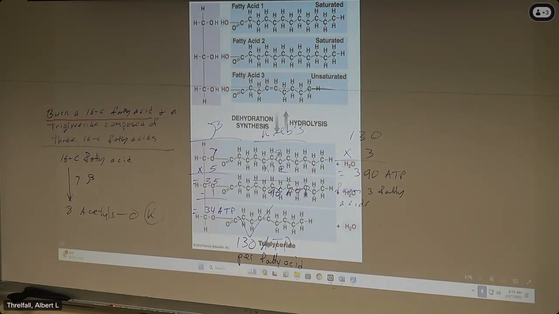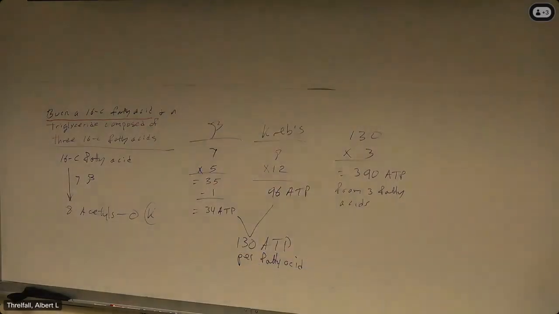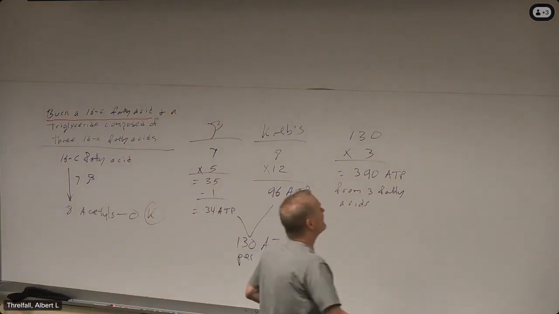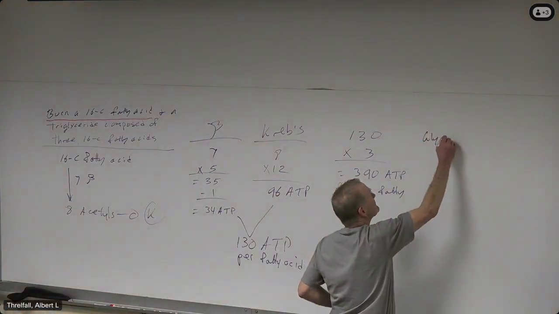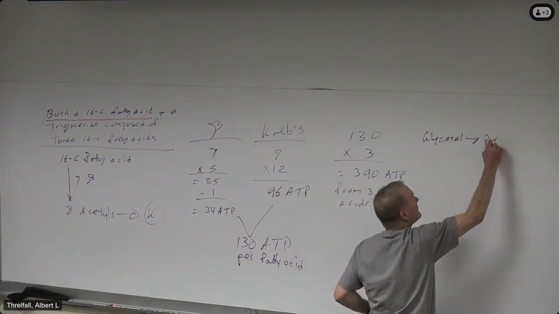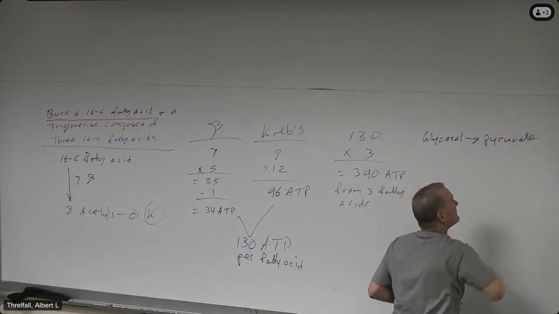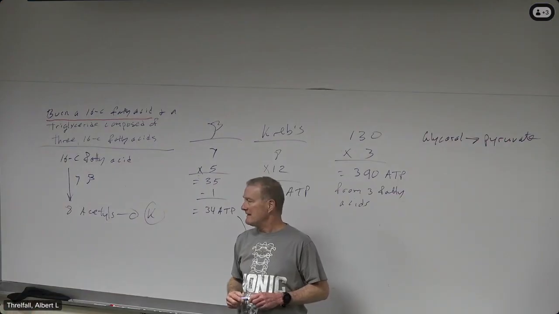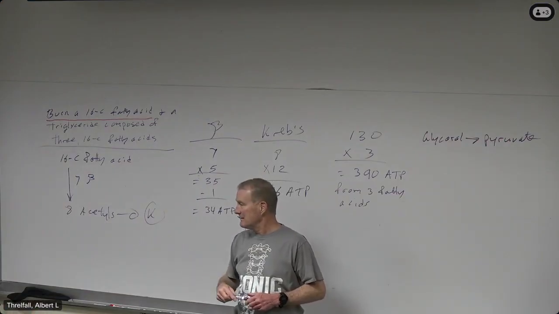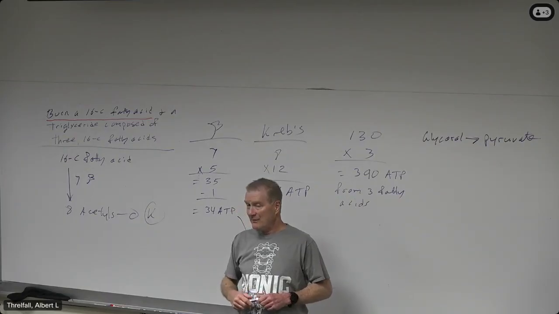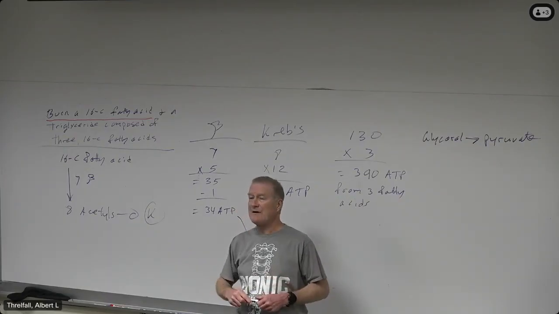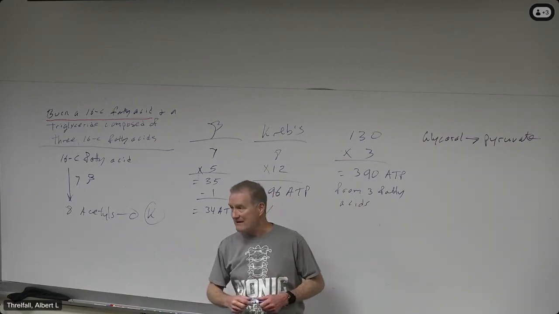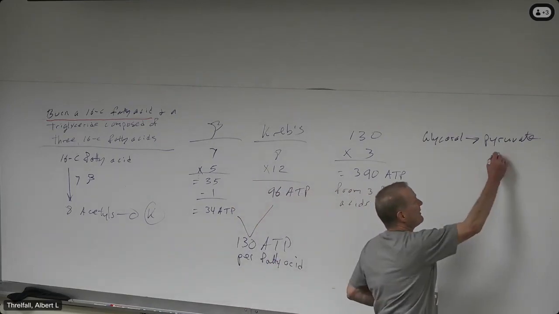What do you guys see? You see pyruvate. All right? Keep your notes right there where you see the pyruvate. What happens to the pyruvate? Glycerol, pyruvate. Where do we see pyruvate? At the end of what? The end of glycolysis. And what happens to pyruvate? What's the name of the next reaction? The transition reaction. And the pyruvate becomes what?